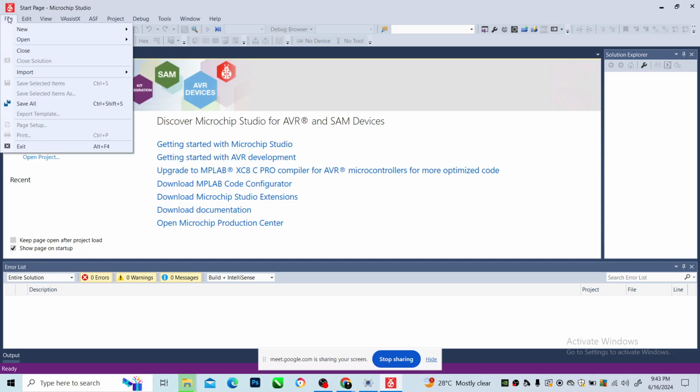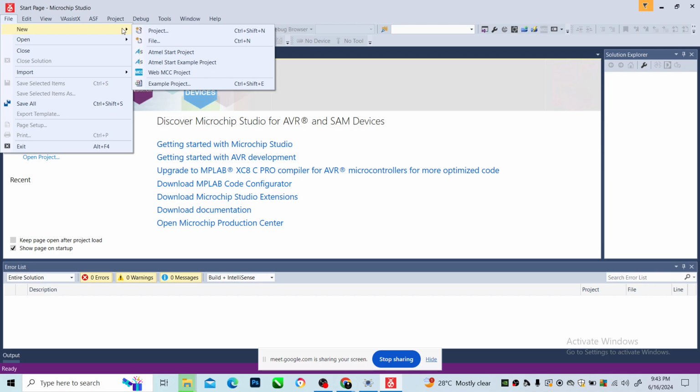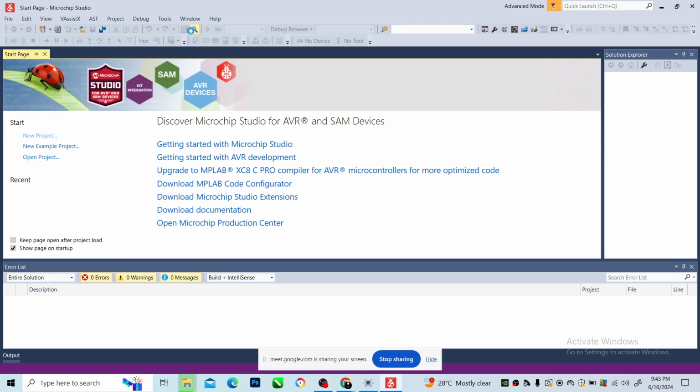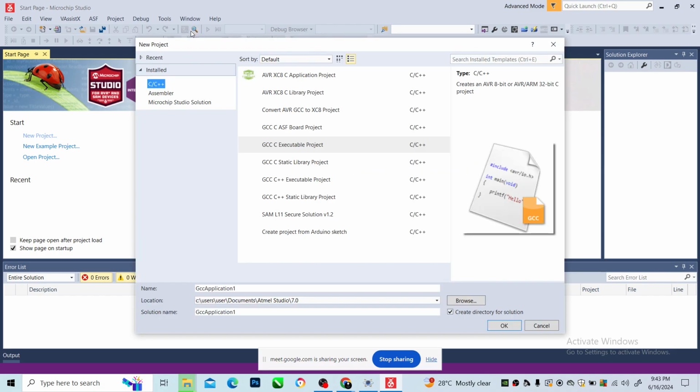All right, so new project. Of course, C executable. Then what should we call it? Let's call it blink 3... No, 7 segments. Sorry, we have LED.